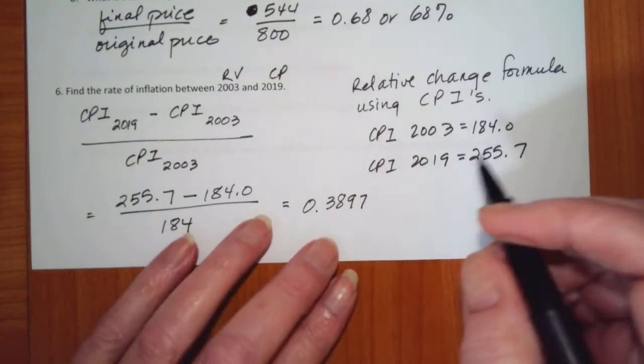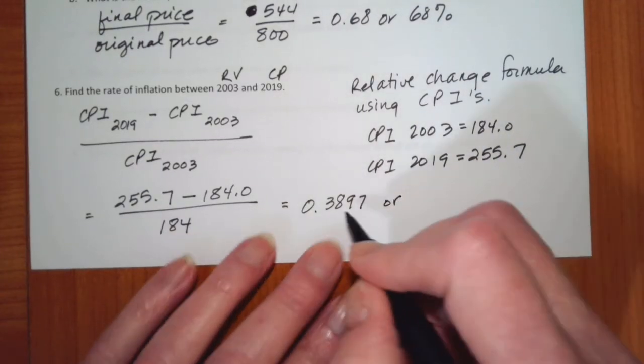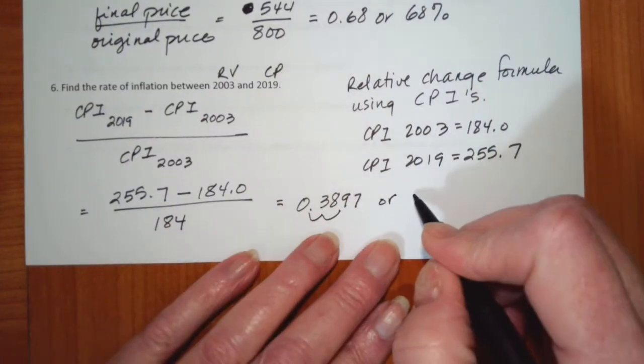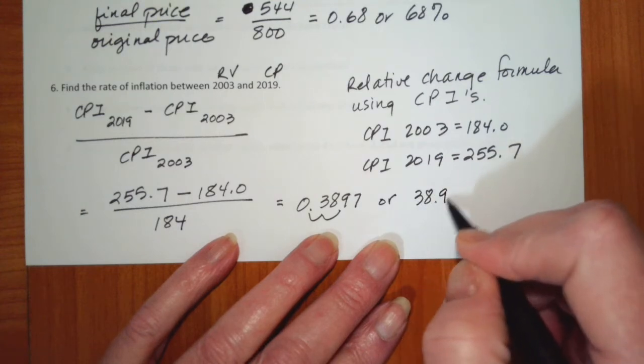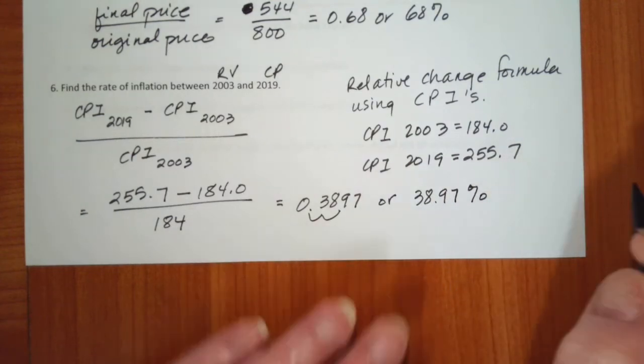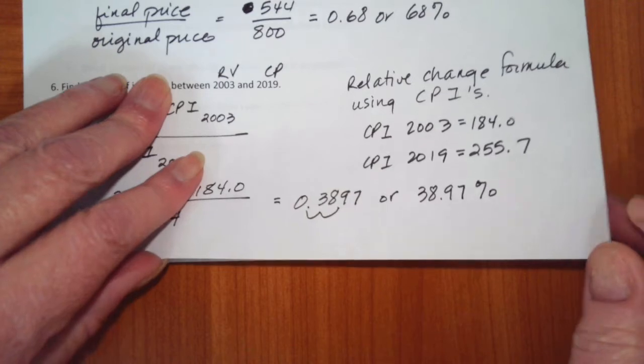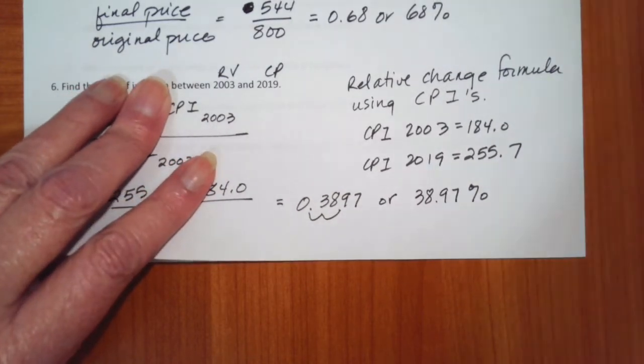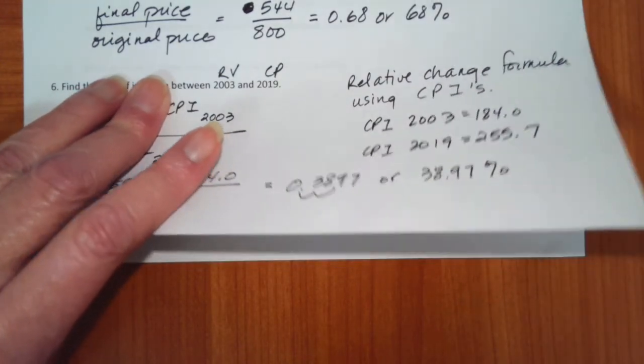Pay attention to rounding. Turn this into a percent, becomes 38.97%. And we had a discussion about rounding. If you have questions about how to round, be sure and go back and review that video from Unit 1.